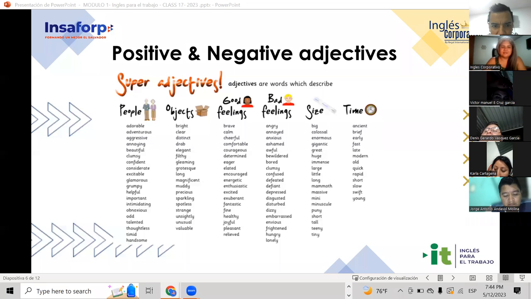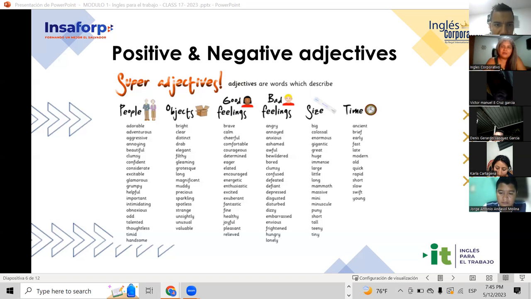Considerate. Positive. It is positive, right? Es una persona que es muy considerada. Okay? Excitable. Es una persona que se emociona bien fácil con cualquier cosa. Excitable. Is positive?